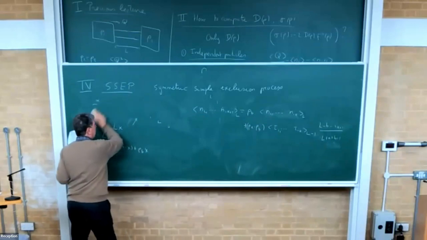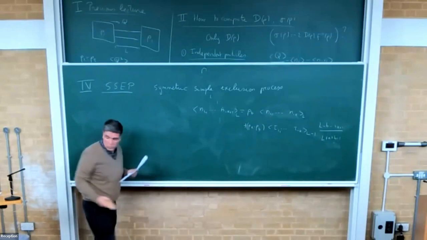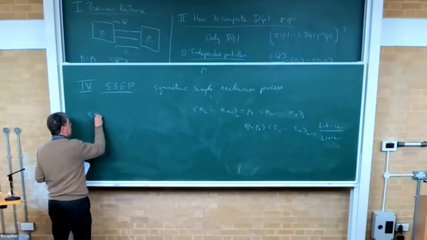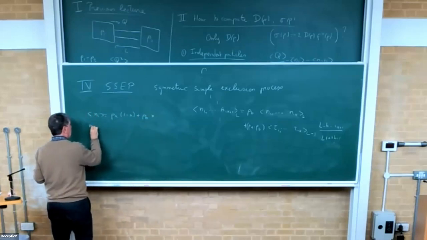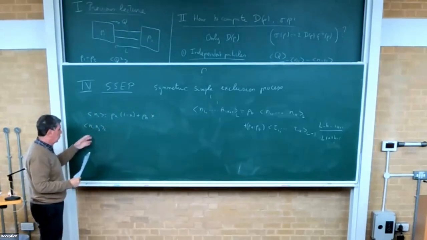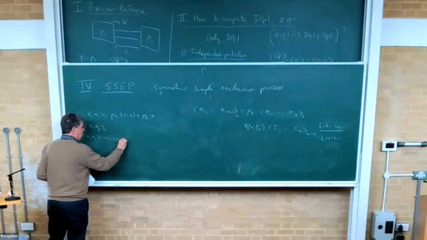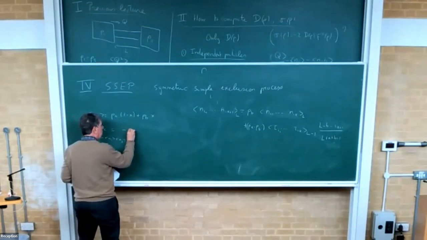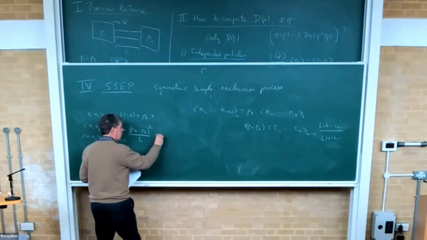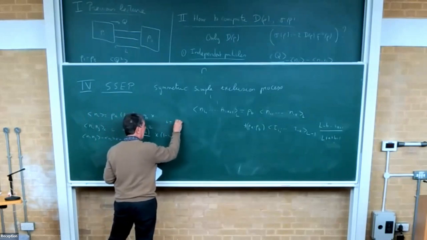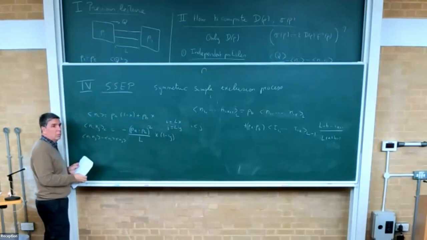The point is that in the steady state one knows all the correlations. If you look on large scale, the profile is rho equals rho A (1 minus x) plus rho B x. Now, if I look at the connected part of the correlation function, on that scale you get something which is minus (rho A minus rho B) squared over L. This is the two point correlation.